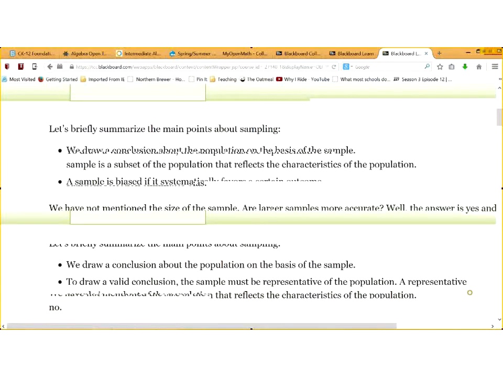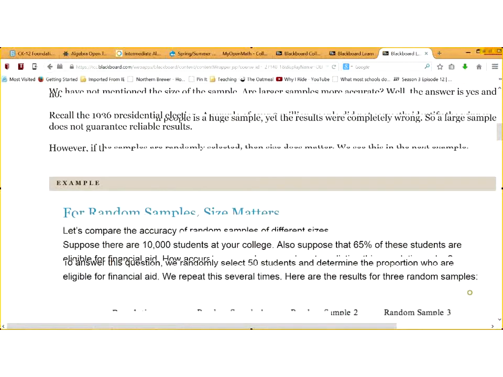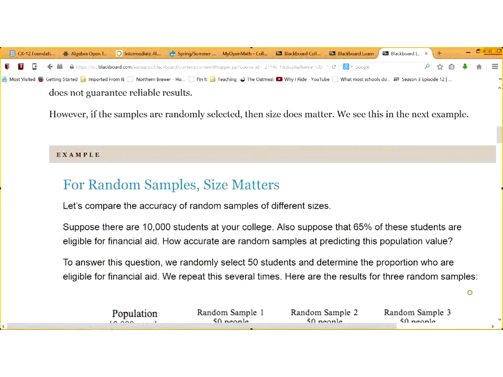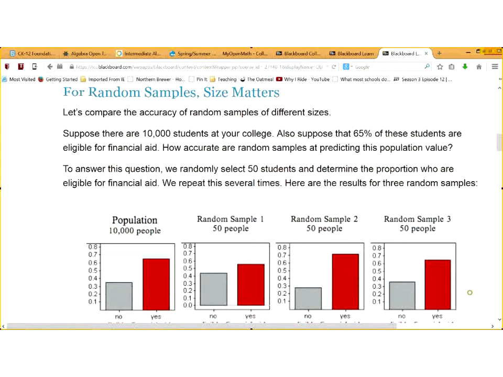All right, so main points about sampling. We draw a conclusion about the population on the basis of a sample. The sample has to be representative. We don't want it to be biased. That is, we don't want it to systematically favor certain outcomes. And random selection is how we eliminate bias. So it says for random samples, size matters. It's a good idea to pick as big a sample as you can. But beyond a certain point, you have diminishing returns.